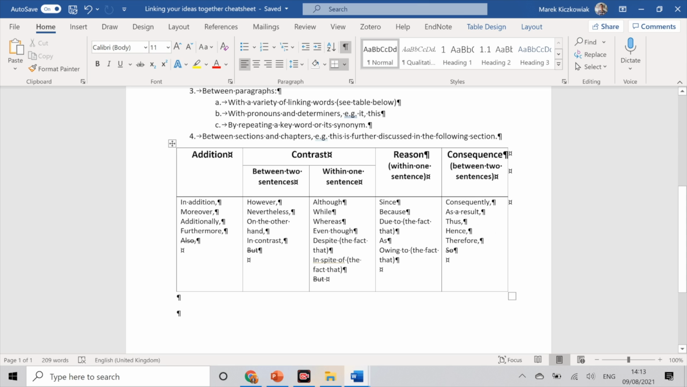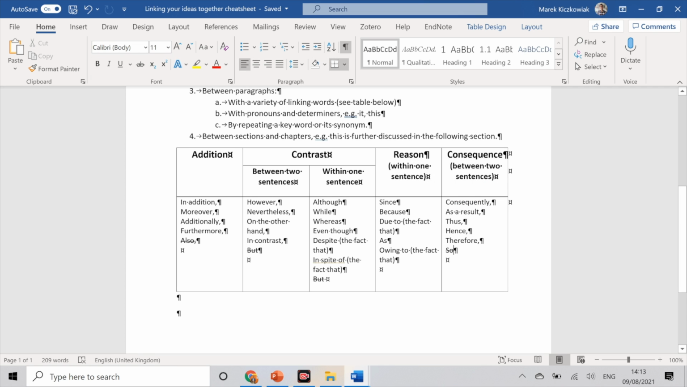And then we can also show consequence, and that's done between 2 sentences, right? So you have one sentence, you finish it, and then you say something like, consequently, I worked very hard, full stop. As a result, I achieved my results, right? Or thus, I achieved my results. That's kind of how it works. So this works between 2 sentences, and this is within 1 sentence.